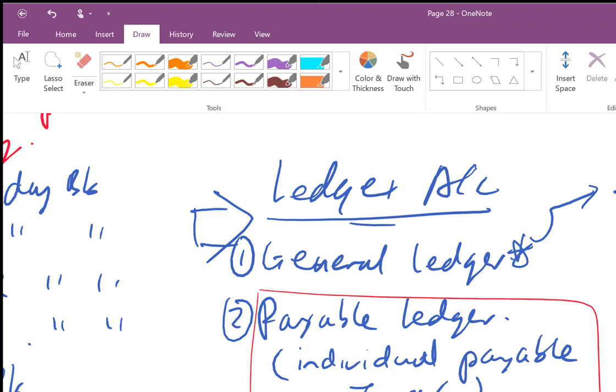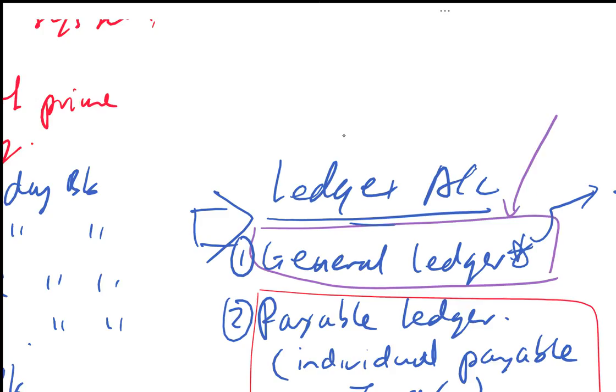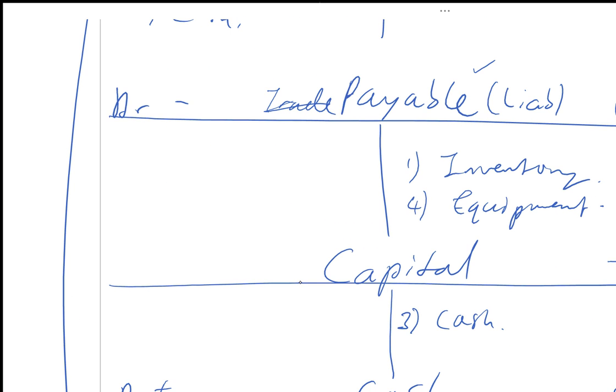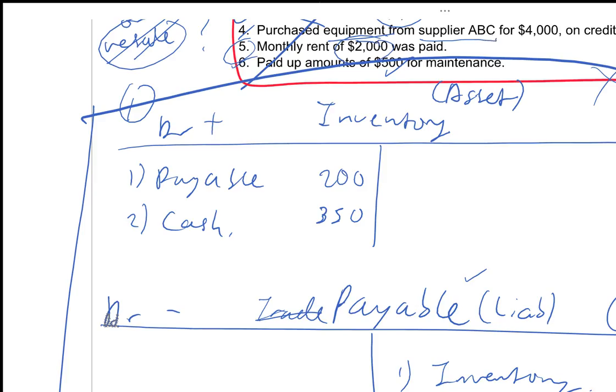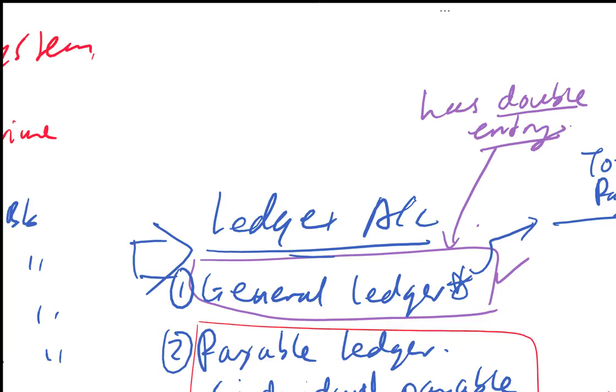Okay. How about the general ledger? The general ledger, however, has double entry. You can see the double entry in the general ledger. How do you see the double entry in the general ledger? Okay, let's go back to my example. Can you see this? Debit inventory, credit payable. That's double entry. Right. So my general ledger has double entry like this. So I have credit payable, debit equipment. You see that? So this is double entry. Double entry you can find in the general ledger. Okay.